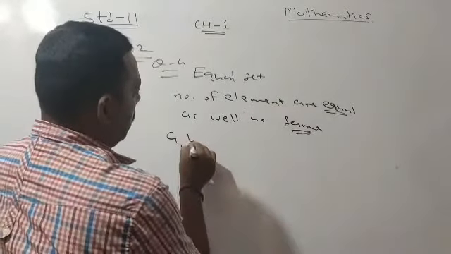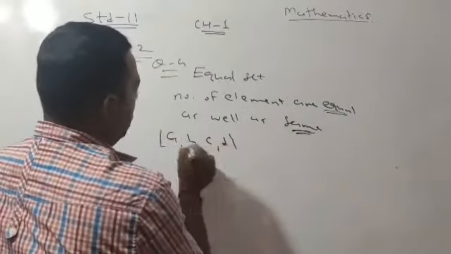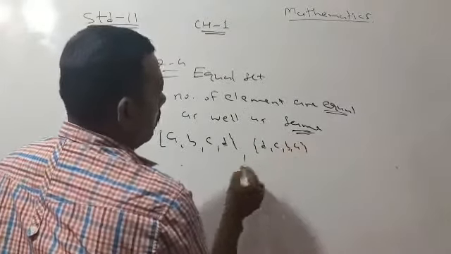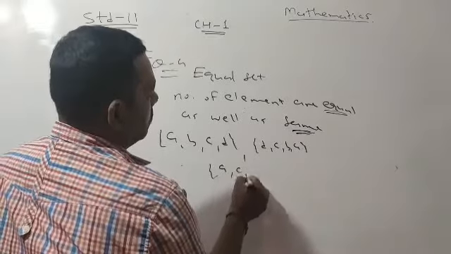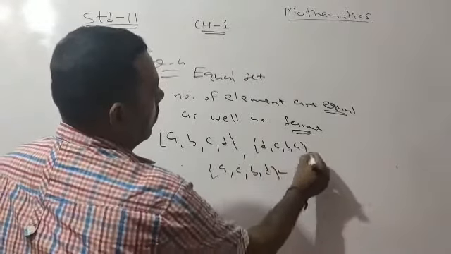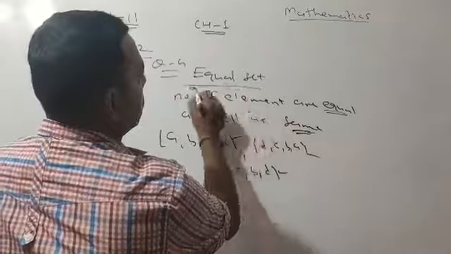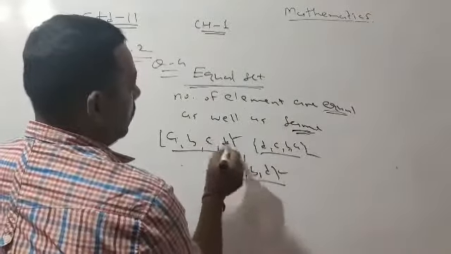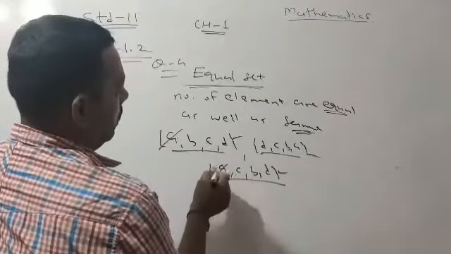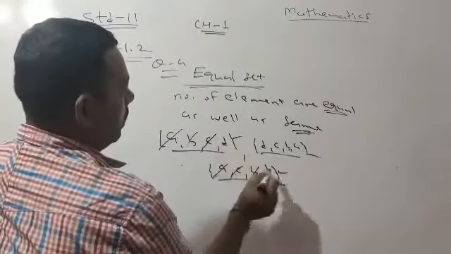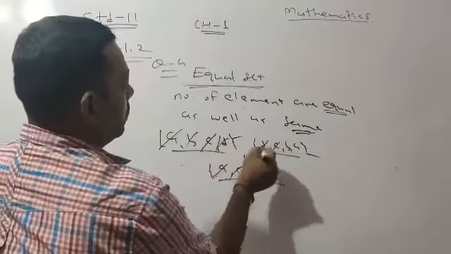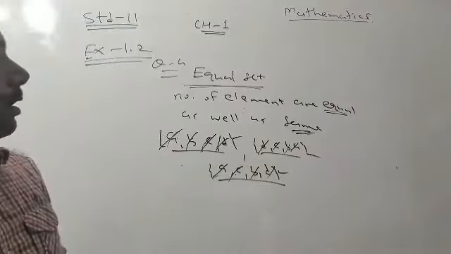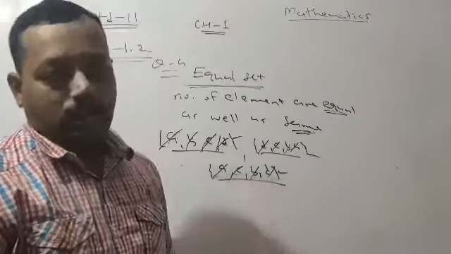So whether we write A, B, C, D in the curly bracket, or we write D, C, B, A in curly bracket, or you may write A, C, B, D in curly bracket, they all are considered as equal sets, because 4 elements are there and numbers are also equal. Elements are also the same. Here also D, D, C, C, B, B and A. So it is known as an equal set.